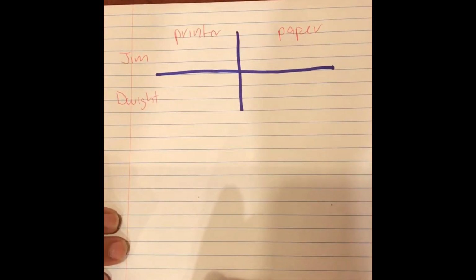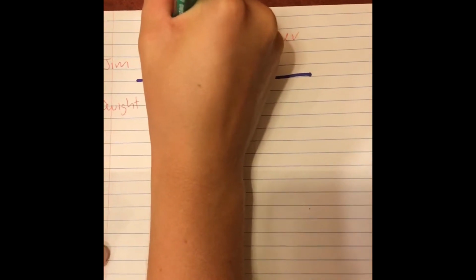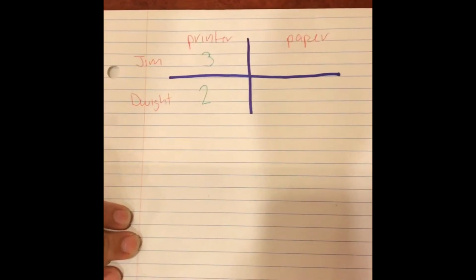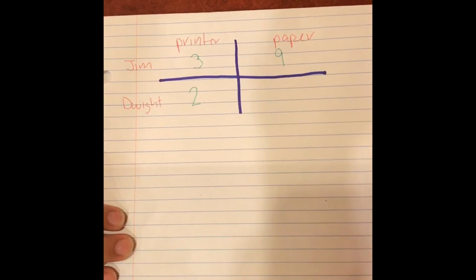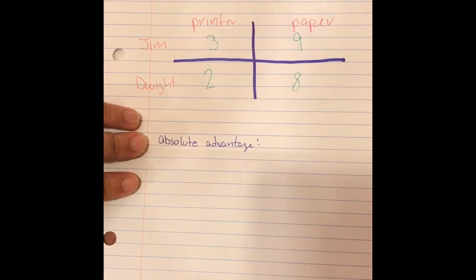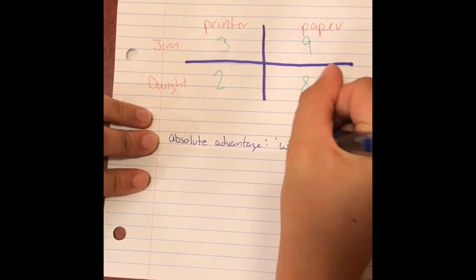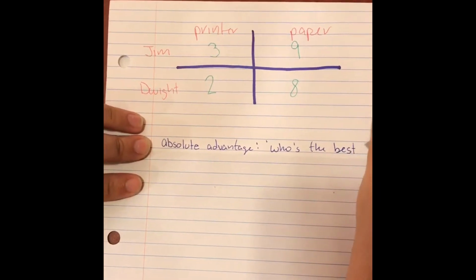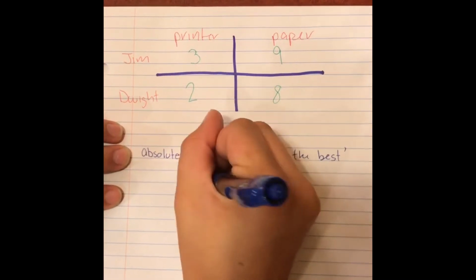Now, let's add some data. Say Jim can sell 3 printers in 2 hours, and Dwight can sell 2 printers in 2 hours. Or, Jim can sell 9 units of paper in 2 hours, and Dwight can sell 8 units of paper in 2 hours. So, when looking for the absolute advantage, you simply look for who can sell more in the allotted time. In this case, since Jim sells more printers and units of paper than Dwight, he has the absolute advantage in both categories.